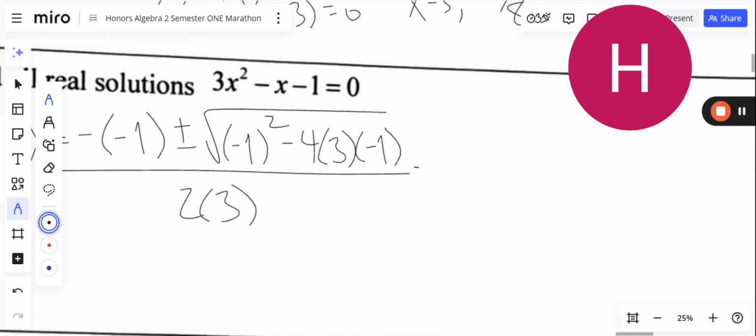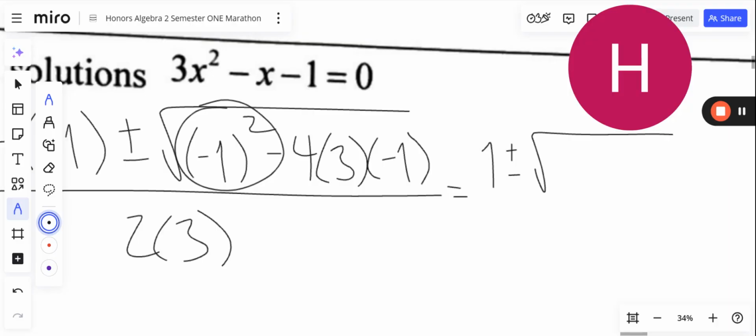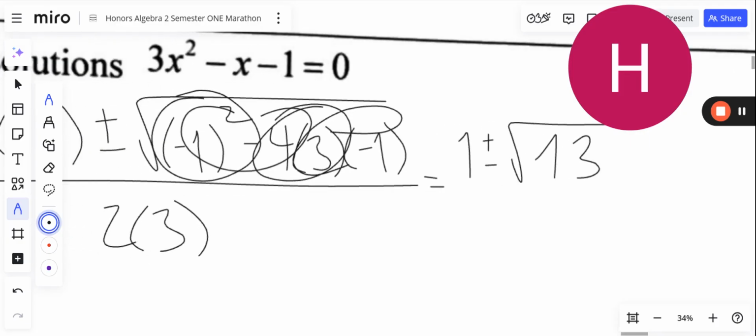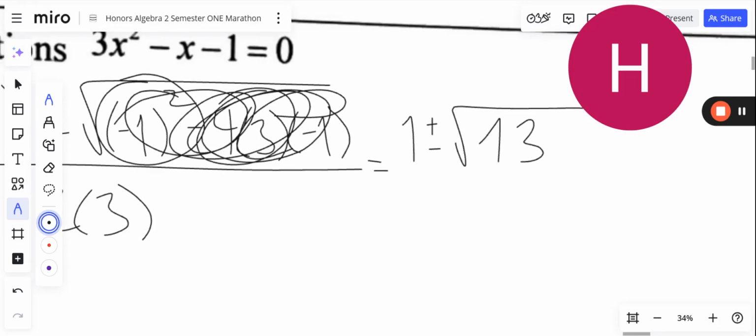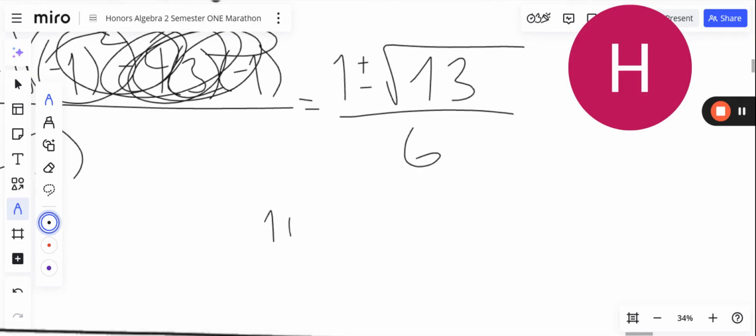So this is going to leave me with 1, like positive 1, plus or minus square root of 1 squared is 1, 4 times 3 times 1, that's 12. Hopefully all that curly drawing made sense. I don't know why I did that. Over 2 times 3, which is 6. So we get two answers. We get 1 plus root 13 all over 6, and we get 1 minus root 13 all over 6.